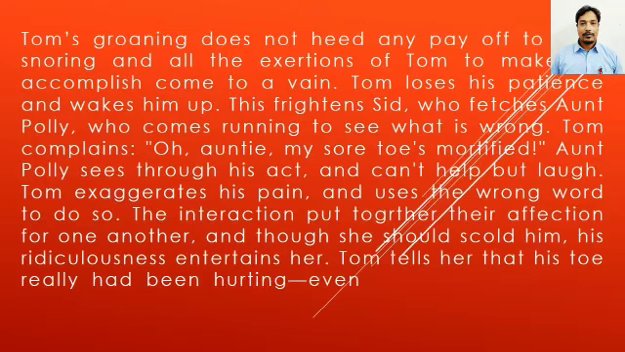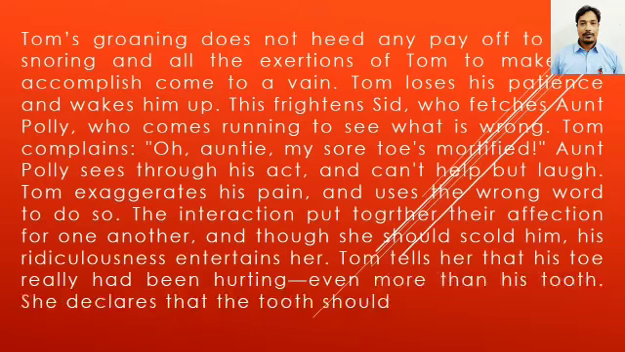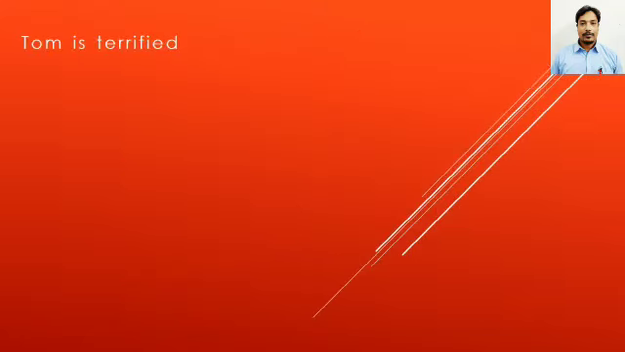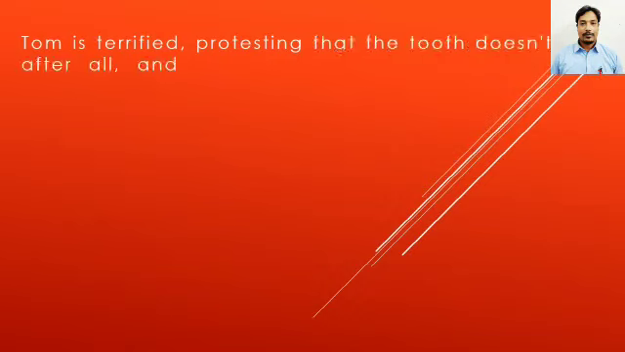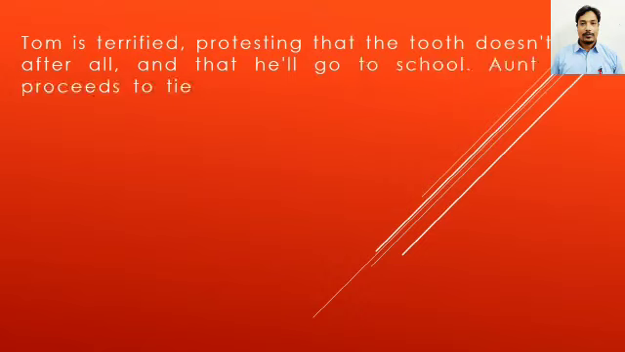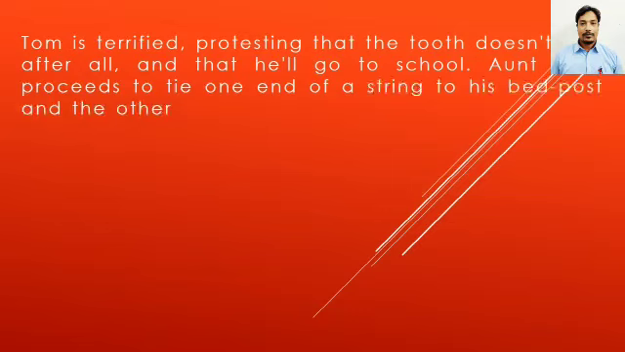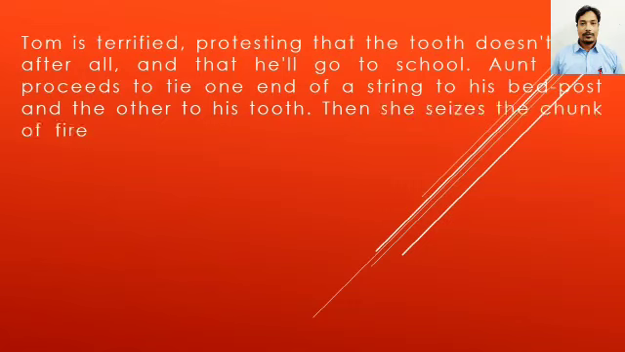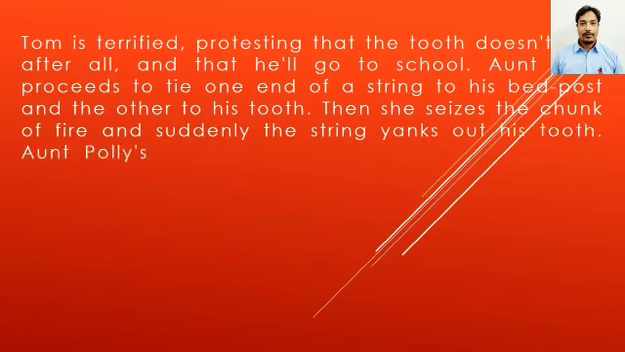Tom tells her that his toe really had been hurting, even more than his tooth. She declares that the tooth should be removed. Tom is terrified, protesting that the tooth doesn't hurt after all, and that he will go to school. Aunt Polly proceeds to tie one end of a string to his bedpost and the other to his tooth. Then she seizes a chunk of fire and suddenly the string yanks out his tooth.